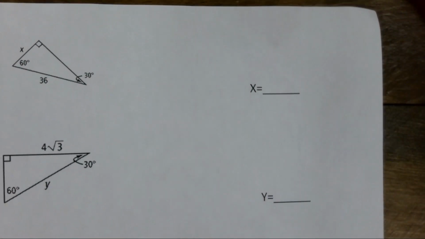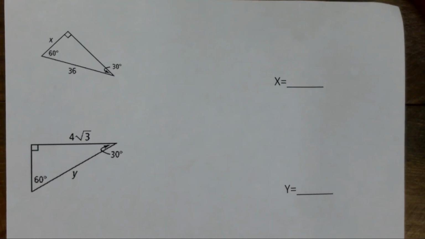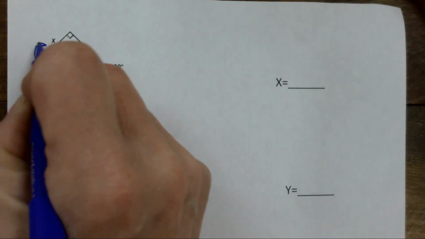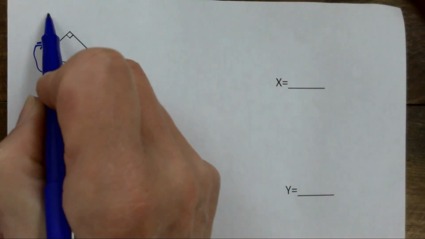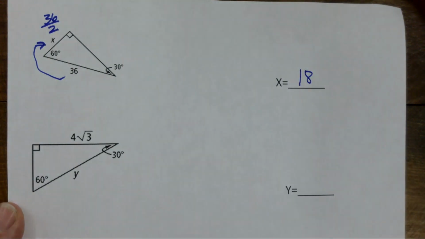So all I'm interested in on this one is, what is x? Pay attention. What am I given? Am I given the hypotenuse? Am I given the long leg? Am I given the short leg? In this case, I'm given what? Hypotenuse. And the hypotenuse and the short leg are connected because the hypotenuse is twice the short leg. How am I going to get back to the short leg? Divide by 2. 18.